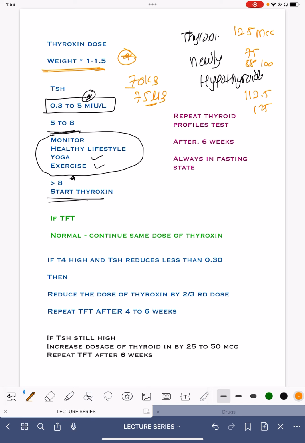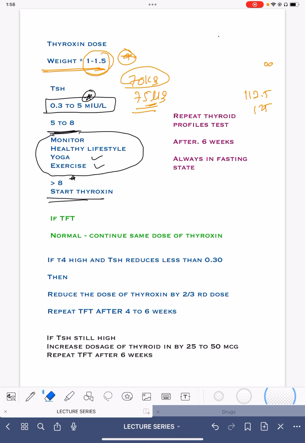So if someone has a weight of 70, then we can start them on 75 or 88 or 100. I usually start them mostly on 100 microgram if the patient's weight is around 70. So we can start from weight times 1 up to weight times 1.5. If someone has a weight of 60, then we can definitely start with 75, we can start with 88, or we can start with up to 100 microgram also.